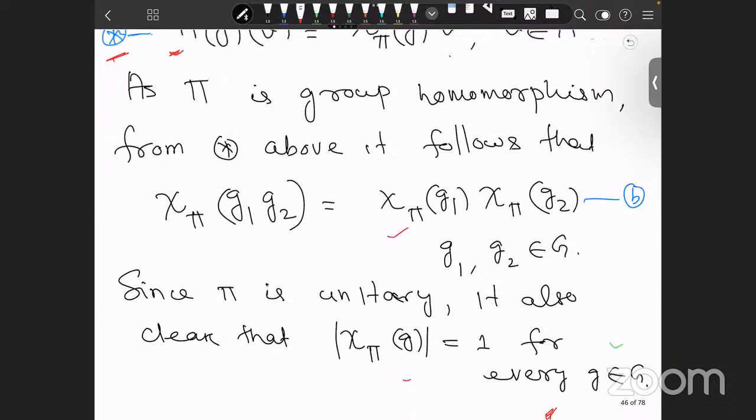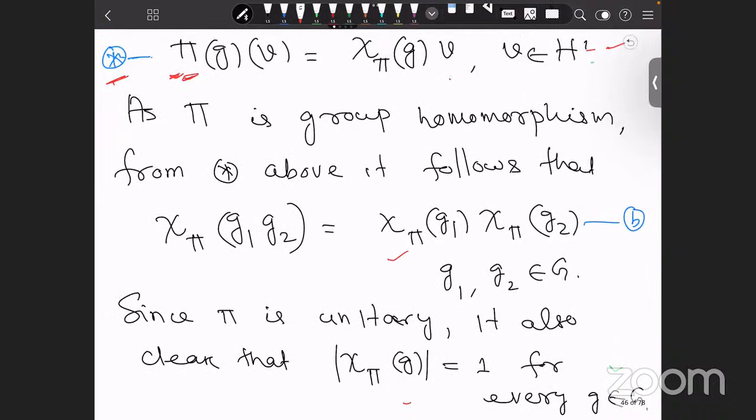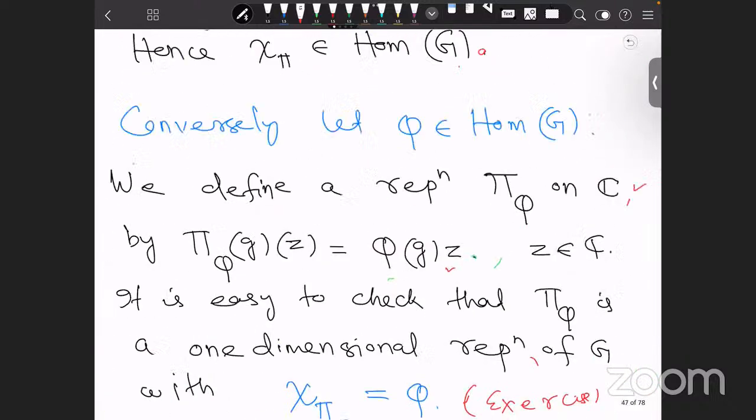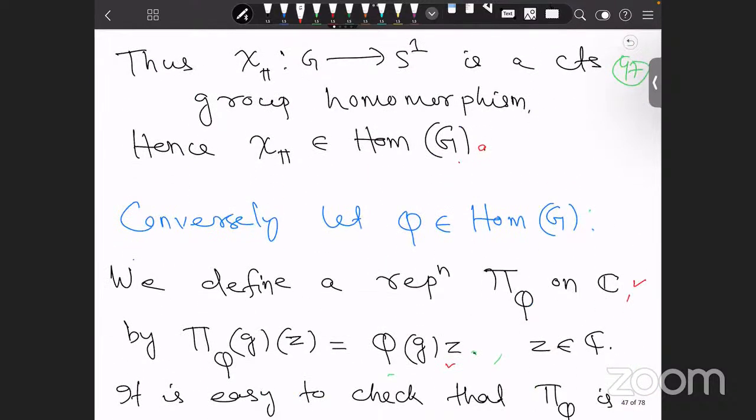Now, since pi is unitary, from this star it is also clear that the modulus of chi_pi(g) is 1. So chi_pi is a continuous group homomorphism from G to S1. Hence we get that chi_pi belongs to Hom(G). What did we see? We started with a one-dimensional unitary representation of G, and we took the character of that representation. That character is an element of Hom(G).